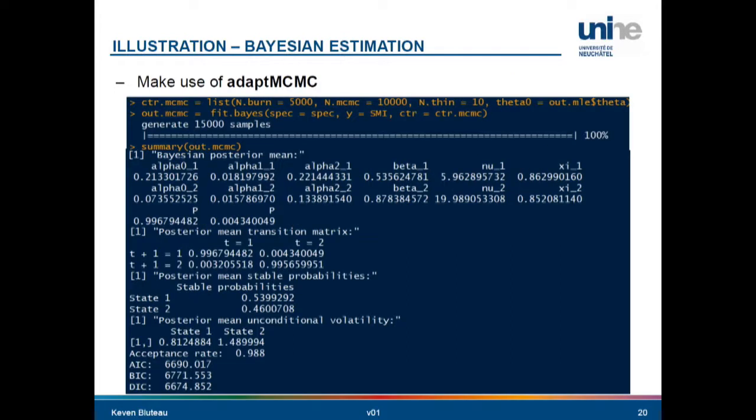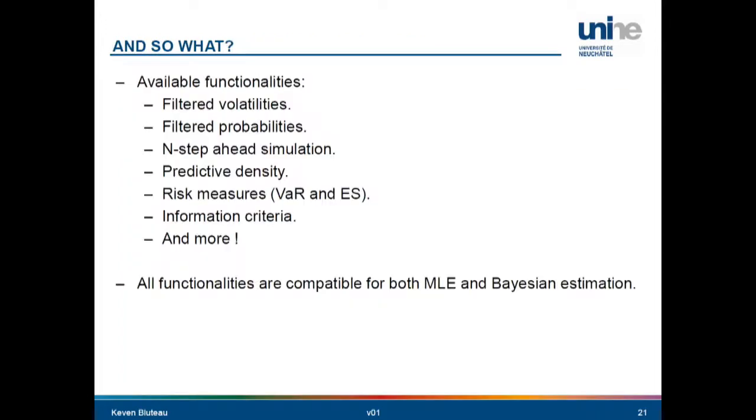We can do this with a Bayesian estimation too. We use adaptMCMC to fit it in a Bayesian way. So with fit.bayes, we get the same kind of output, but with the posterior mean and the posterior transition matrix.